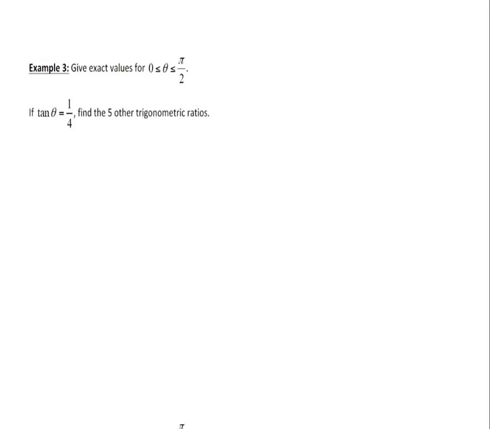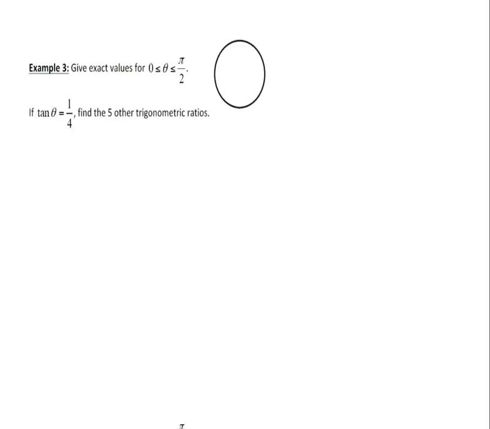So let's take a look at example 3. This is a slightly different type of problem. What we're asked to do is give exact values for 5 of our trig functions, and what we're given is the value of tangent. Tangent of theta is 1/4, and 0 is less than or equal to theta is less than or equal to pi over 2.